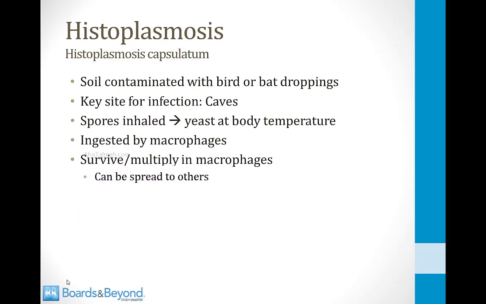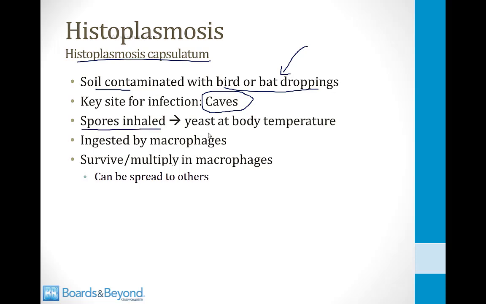So now let's talk about each of the fungal pneumonias individually. The first one is histoplasmosis, which is caused by the fungus Histoplasma capsulatum. And in nature, this fungus is found in soil contaminated with bird or bat droppings. So a key site for infection is caves. And if you ever see a question stem that says a patient was spelunking in caves, this is one of the first things you should think about because they're often exposed to bat droppings when they do that.